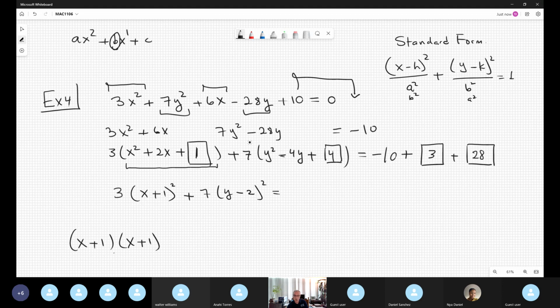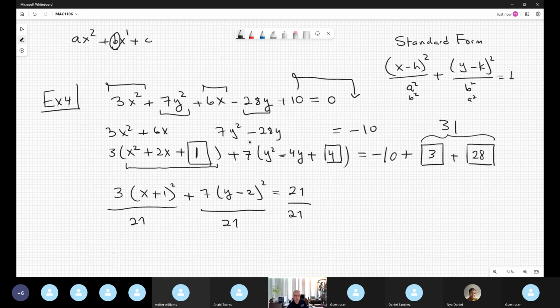28 plus 3 is 31. And 31 minus 10 is 21. We finish almost, but not yet. Because remember, I need to express any standard. And standard need right-hand side 1. You divide by 21. Everything by 21. And 21 divided by 3 is 7. X plus 1 is squared over 7.